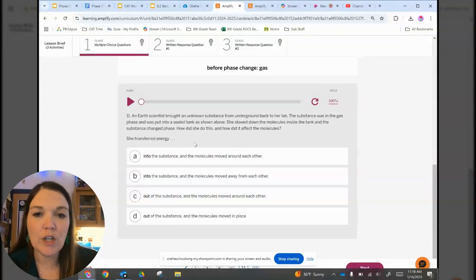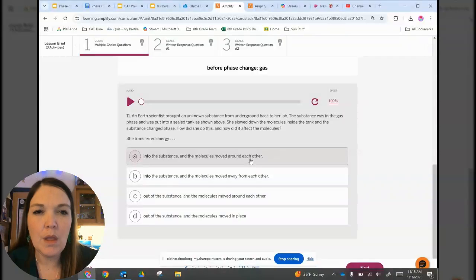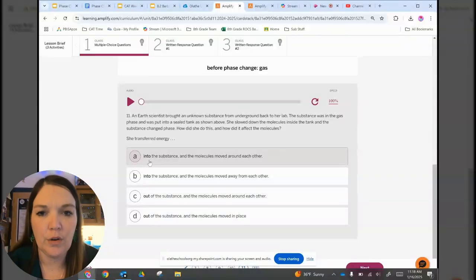So it wants to know which direction we're transferring energy and what the molecules actually look like at the molecular level. So let's see. Okay, so we are moving from a gas, right? If she's slowing down the molecules, what is going to happen? So let's look at all our answers. So A, she transferred energy into the substance and the molecules moved around each other. Okay, so if you are slowing down the molecules, you are not transferring energy into a substance. You're transferring energy out. So A is not the correct answer.